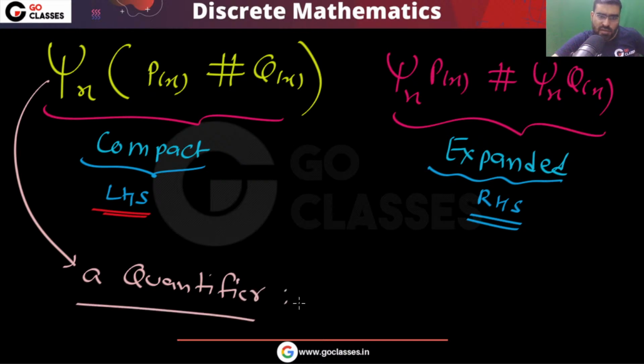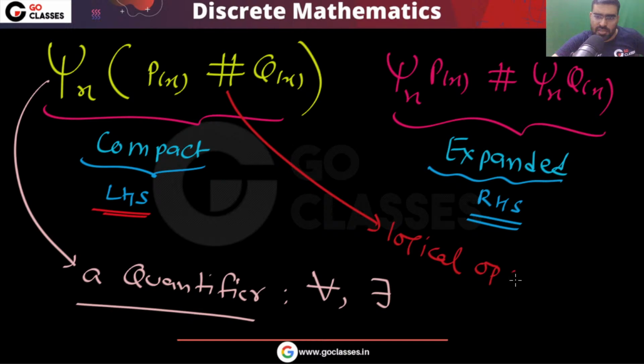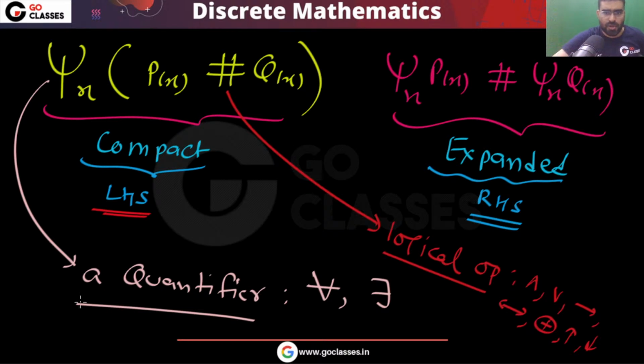This is a quantifier. Either this can be the for all quantifier or the existential quantifier. And remember, this is a logical operator. This can be and, this can be or, this can be implication, biimplication, exclusive or, this can be NAND, this can be NOR. Okay, so these are the logical operators.